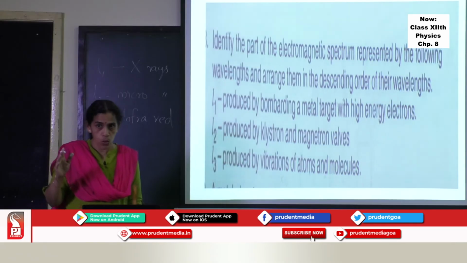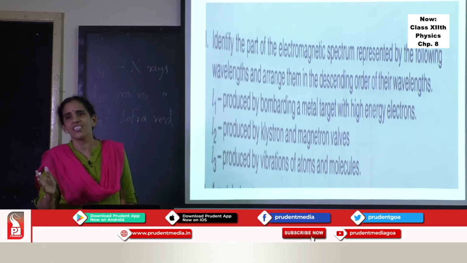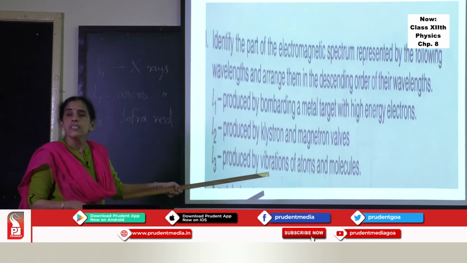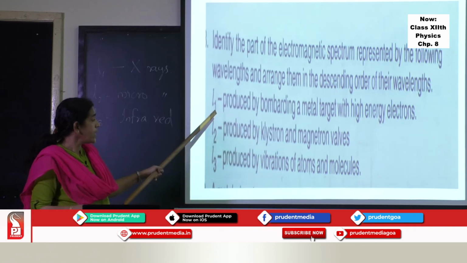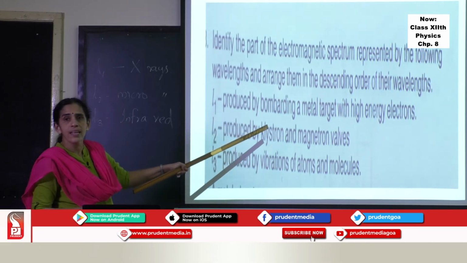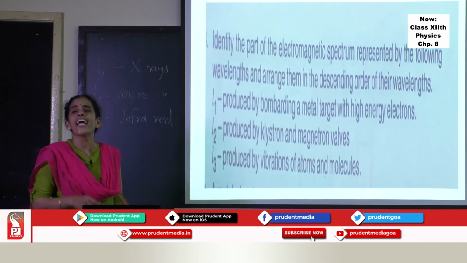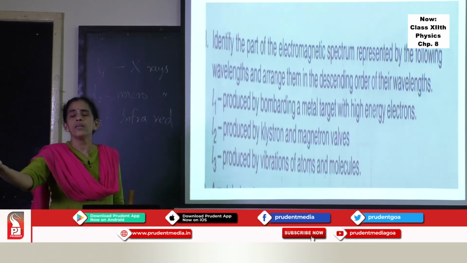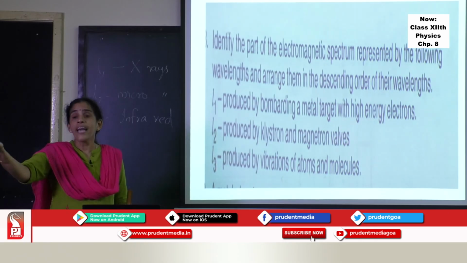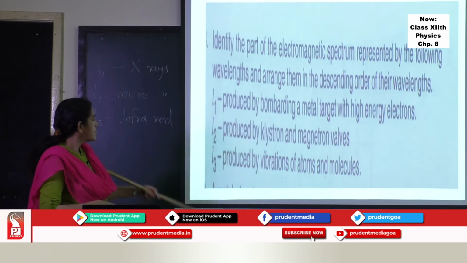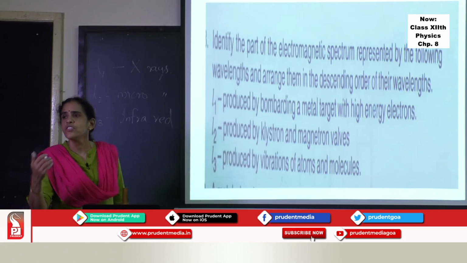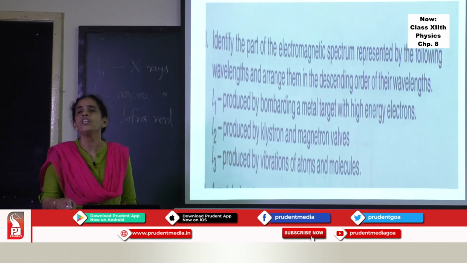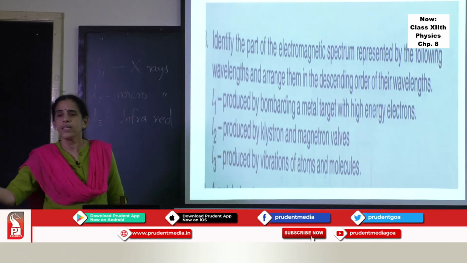That's why I was telling you, you must be thorough with the production and uses. Questions will come like this. This is all about production. Same way, instead of saying L1 produced by bombarding, they can say L1 is used for scanning, L2 is used for timing the tennis serves, L3 is used in physiotherapy. So that way they can give uses also and then tell you to write it in either ascending order or descending order.